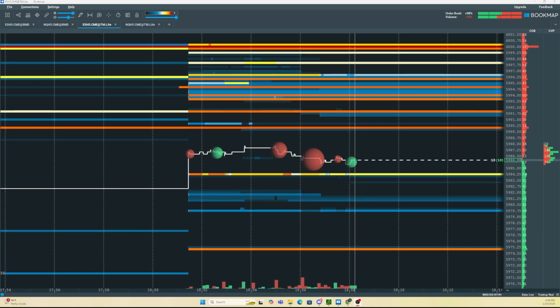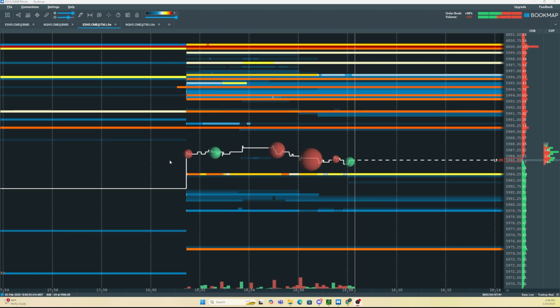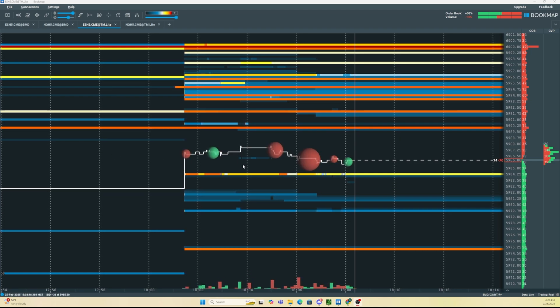In today's video, I want to show you guys how to properly read order flow. For today's video, I am going to be using a platform known as Bookmap. This is by far one of the easiest platforms to use to read order flow.